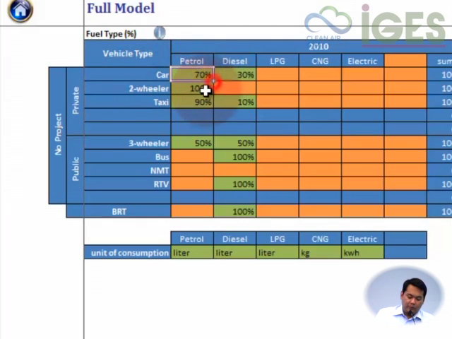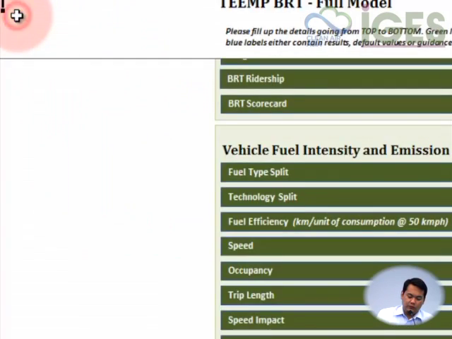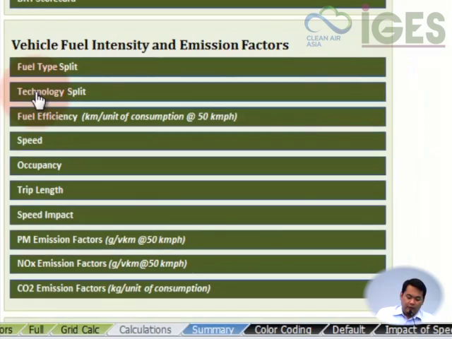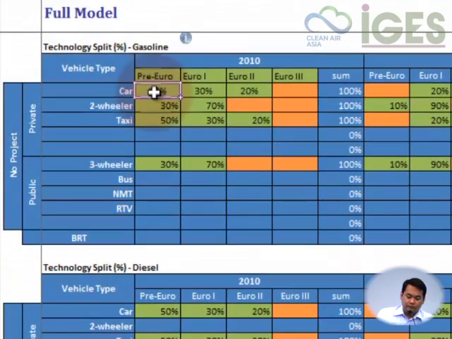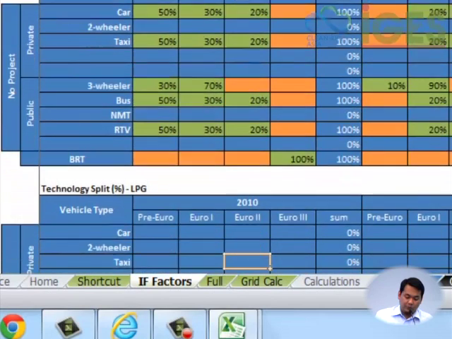So, for example, remember here that for cars, we have 70-30 for petrol and diesel, and nothing on the others, like zero LPG, zero CNG, zero electric. And once we move to the next section, technology split, you can see here that the rows for the cars for gasoline and diesel have orange cells in them. These are preloaded data, but if you have them blank, these would be orange. What it means is that you have to put something in them.